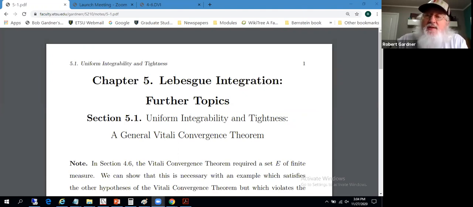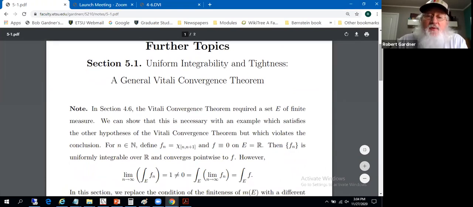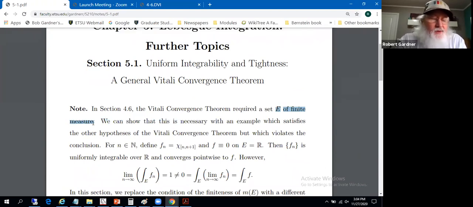So we just saw at the end of Chapter 4 in the Vitali convergence theorem that if we had a set E of finite measure, that was the restriction we're going to swap for a different hypothesis. But if we had a set of finite measure and we had a sequence of functions which was uniformly integrable, then the limit of the integrals is the integral of the limit function with a pointwise convergence of that sequence to some function f, usual type convergence theorem.